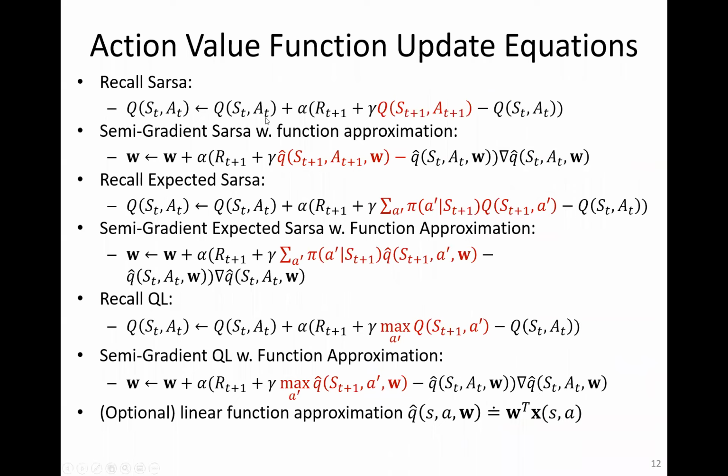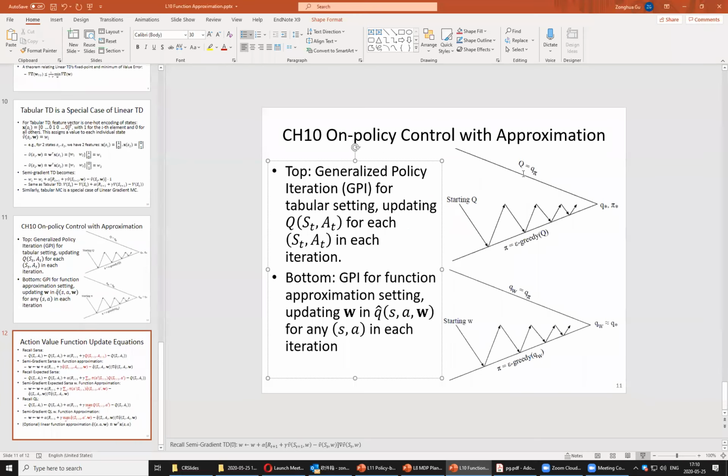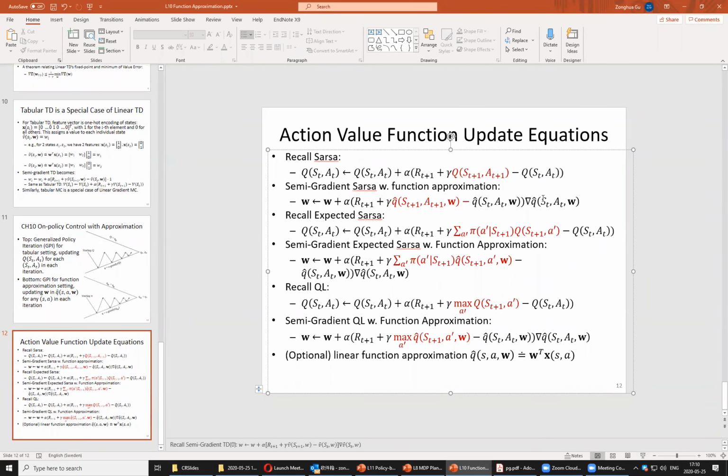So for the update equations, if you recall Sarsa, semi-gradient Sarsa with function approximation simply replaces the capital Q, the tabular version of a Q value for a state-action pair, with the Q hat, the function approximation for it. I should also highlight the difference: you also have the gradient term on the right, which is extra compared to the tabular setting.